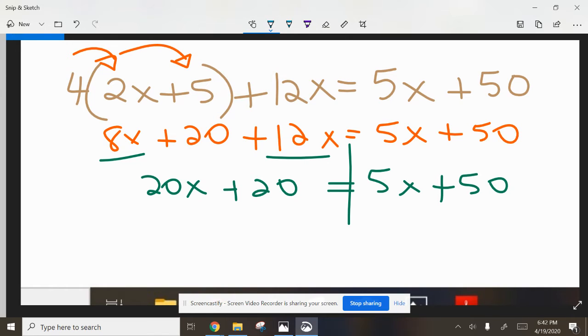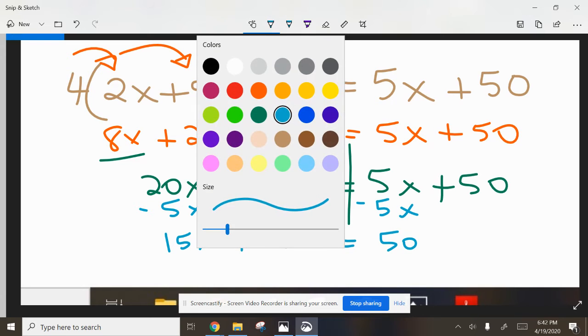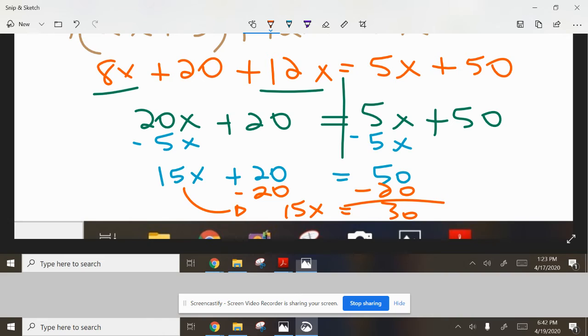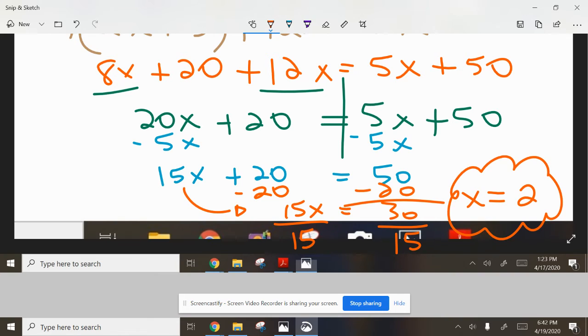All right. Now from there, subtract 5x to both sides. 15x plus 20 equals 50. I'm going to use a different color. Subtract 20. You get 30. 15x equals 30. And that's kind of a nice one because I can just go ahead and divide 15 at the end, and 15 goes into 30 2 times, okay? So hopefully you can get that on the quiz. That wasn't too crazy tough.